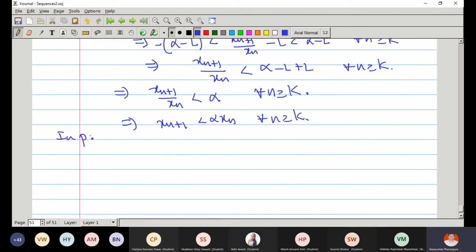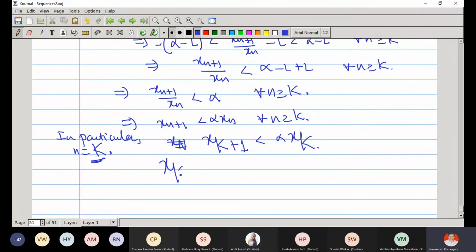So in particular, what about xk? I am taking n equal to k. K is a particular number. So for n equal to k, is it true that xk plus 1 is less than alpha times xk? Is it true? Yes, sir. Fine.